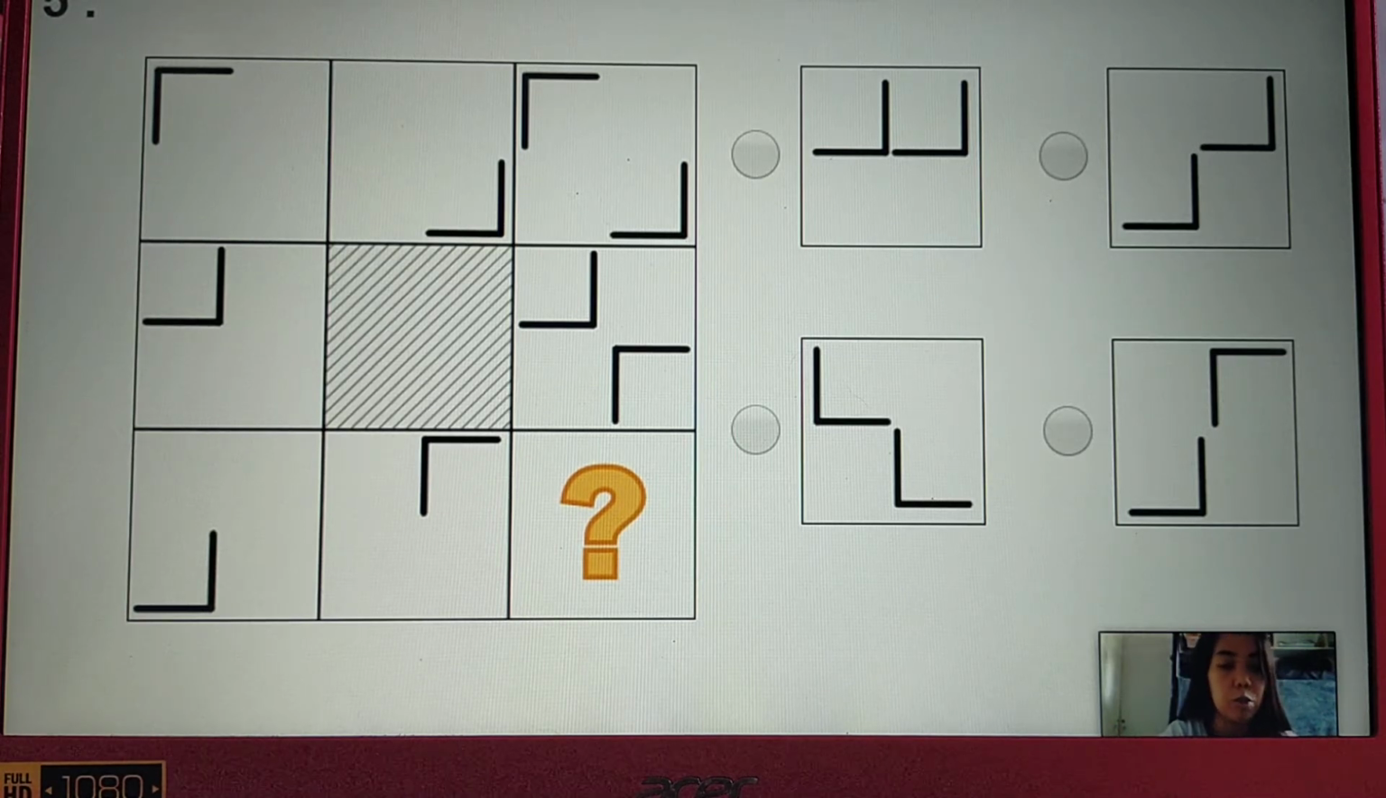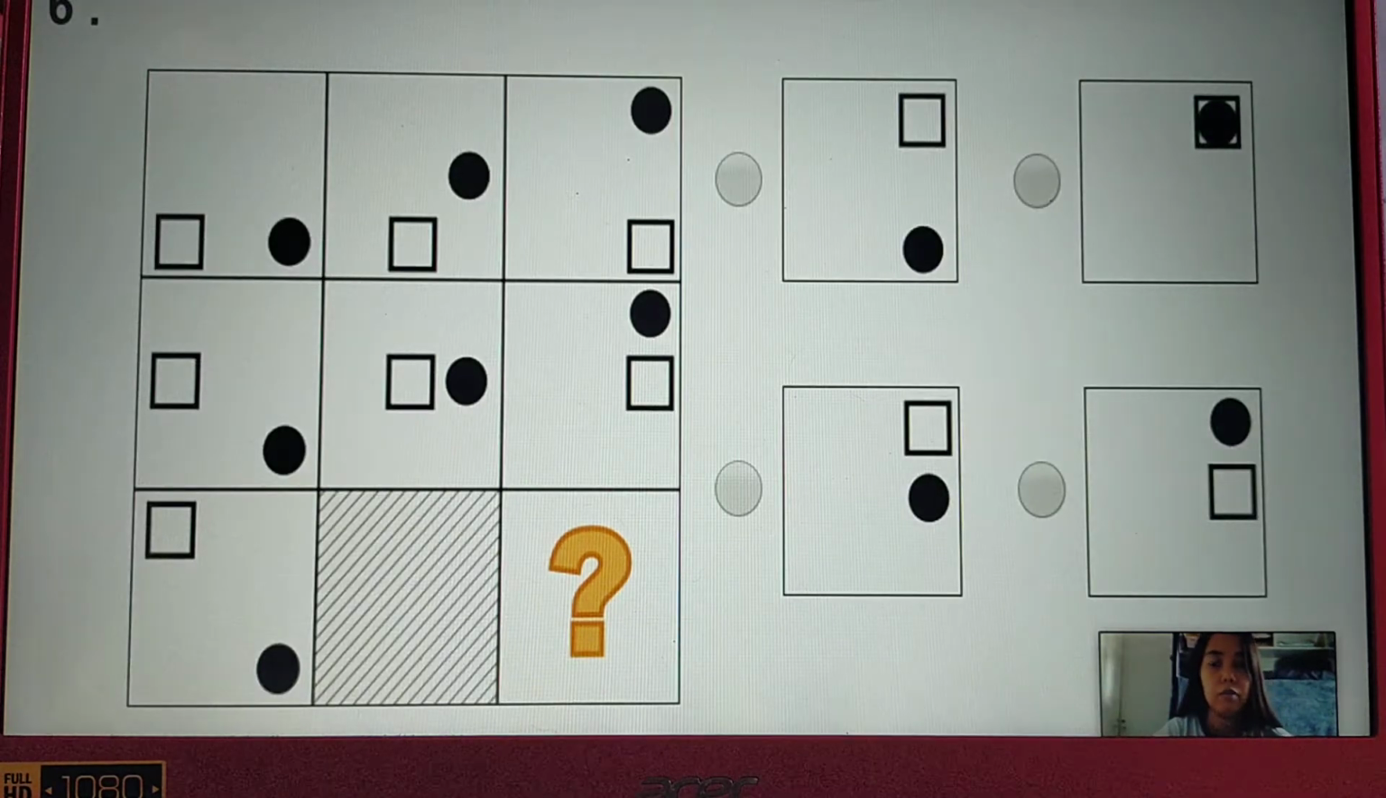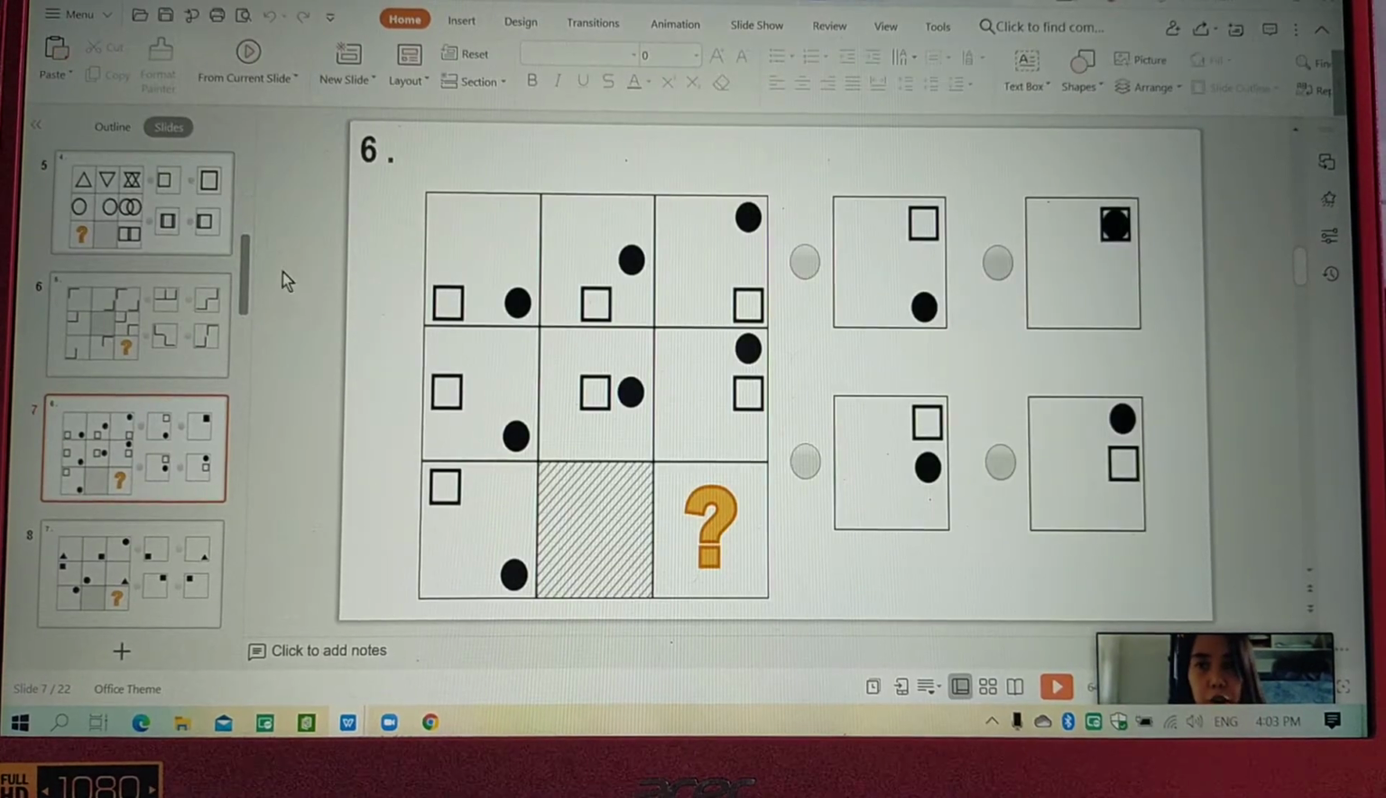The last one. Given these figures, identify the pattern or the rules for us to answer what is the missing figure here. Again, this is A, B, C, and D. Alright, so let's try to check your answers.